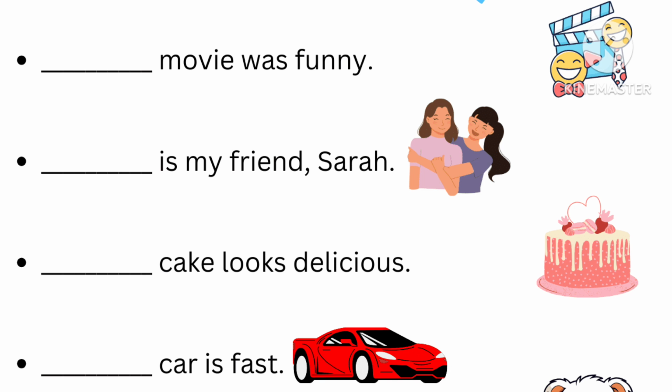Next is, dash is my friend Sarah. Now friend is near, so we will write this is my friend Sarah. Dash cake looks delicious. The cake is far, so we will write that cake looks delicious. Next is, dash car is fast. The car is near, so we will write this car is fast.